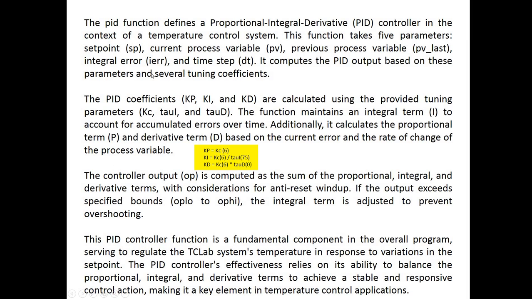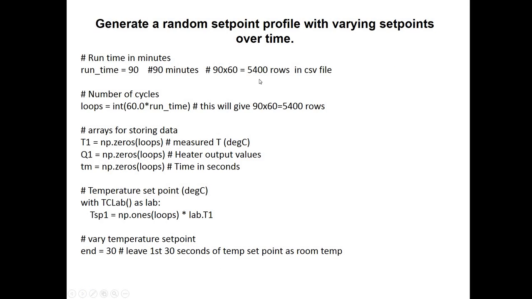So all the explanations are given here. Now the Kp is nothing but Kc, and Ki is equal to Kc divided by tau I, and Kd is equal to Kc multiplied by tau d. This is kind of multiplication you have to do, to create a new Kp, Ki, and Kd.